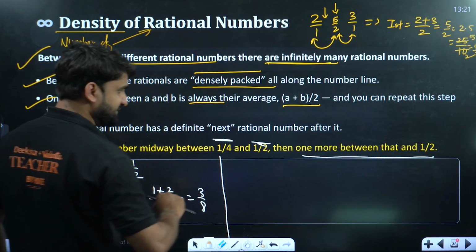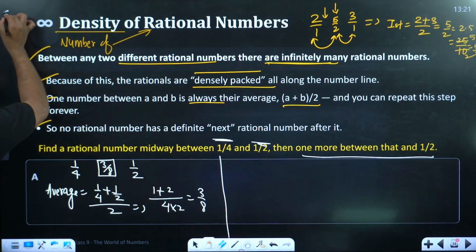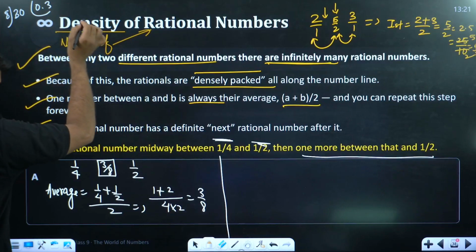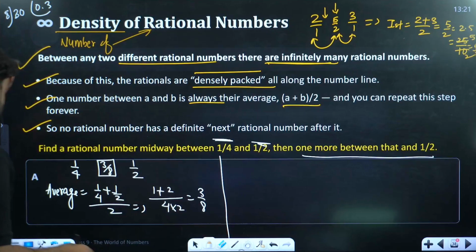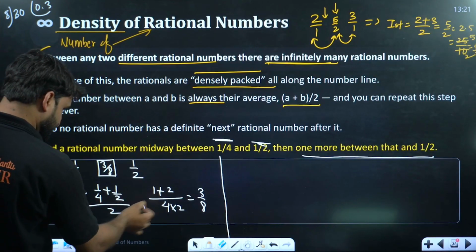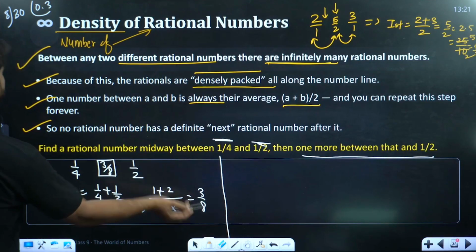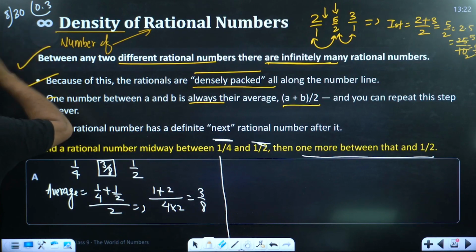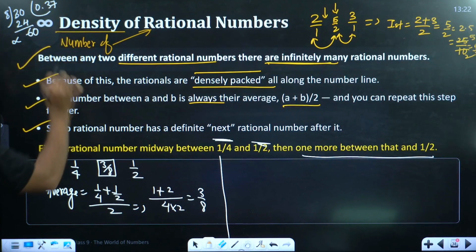After getting 3 by 8, what will be the decimal value of 3 by 8? Let's verify. Let's divide 3 by 8. 8 threes are 24, and so on. So we are getting 0.37.